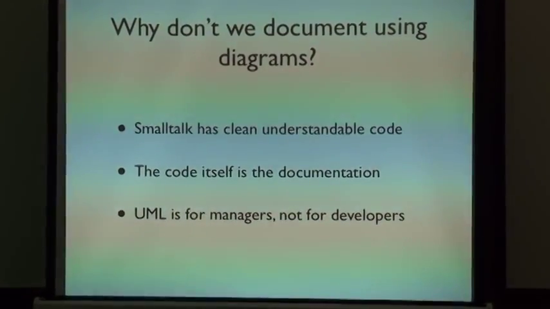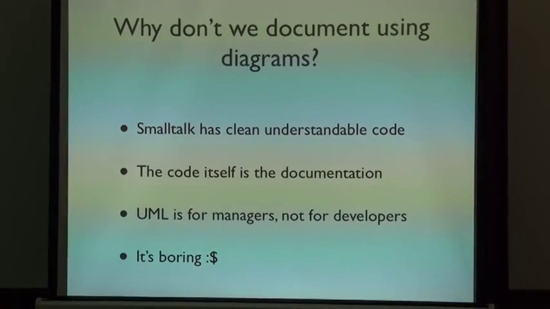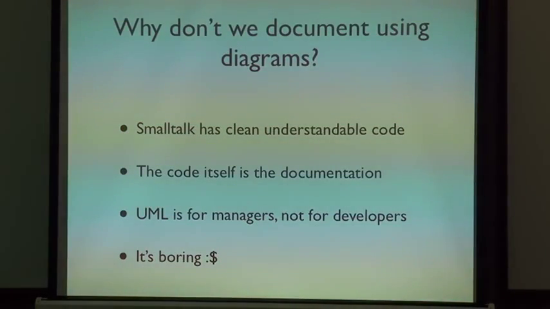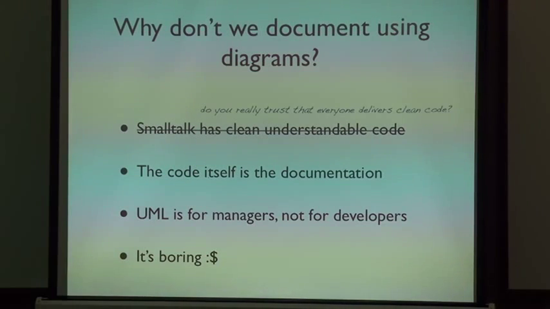UML is for managers, not for developers. And, well, okay, it's boring. Documenting is boring. But we can think a little bit about these things. For example, okay, Smalltalk has clean, understandable code, but you have to trust the person who is coding in Smalltalk. I have seen horrible code written in Smalltalk. Believe me, horrible. So maybe using a diagram helps to understand what the person that wrote that was thinking. What is the solution behind that code?